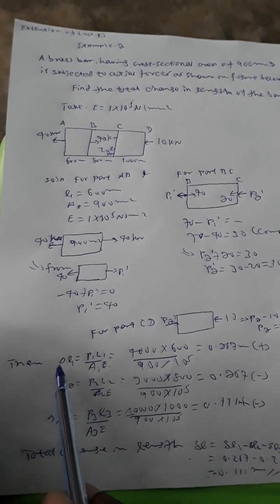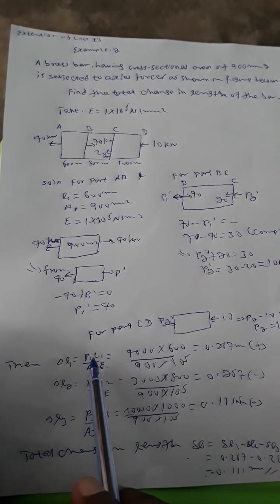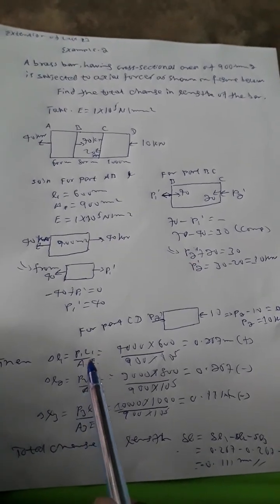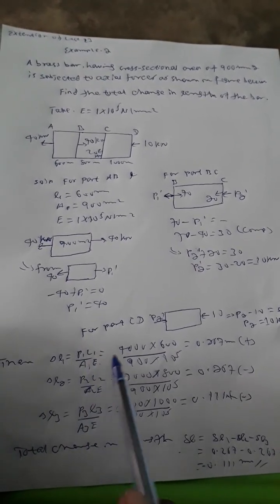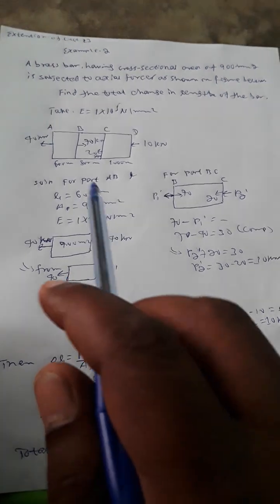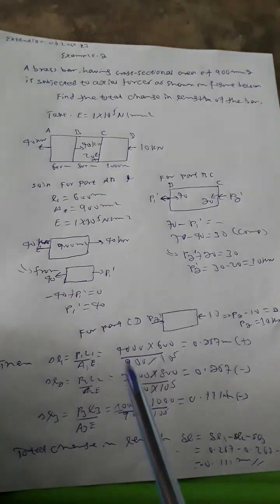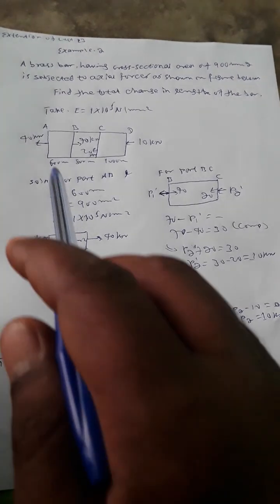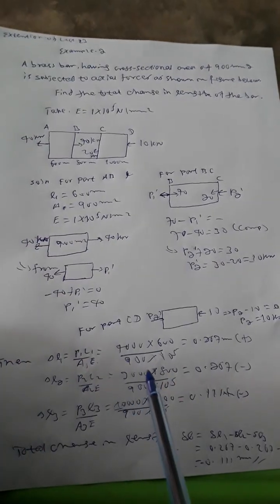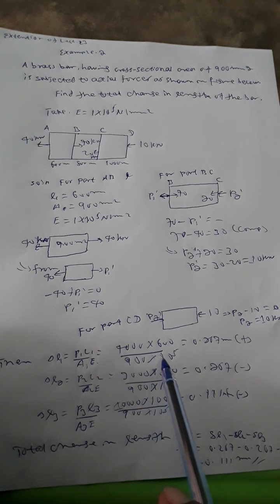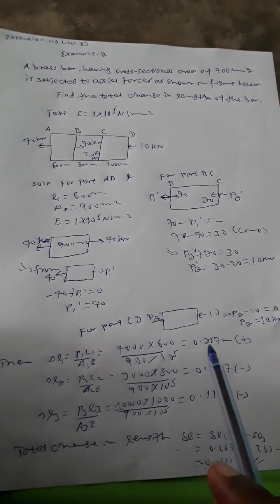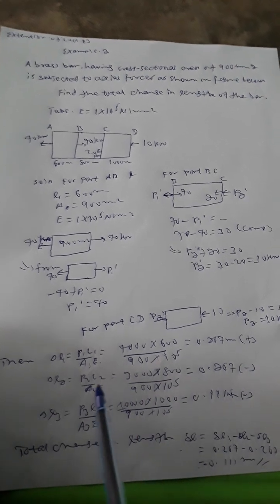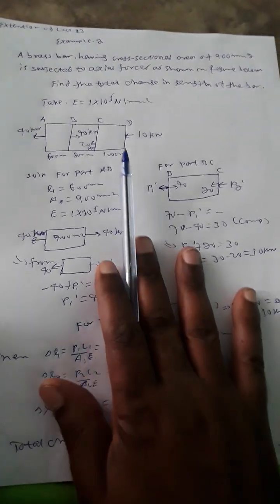Change in length. Change in L1, for part 1, is P1 L1 over A1 E, which is 40,000 Newton times 600 length over 900 cross-sectional area times modulus of elasticity 10 to the power 5, equal to 0.267 millimeter. Positive, this is tensional.